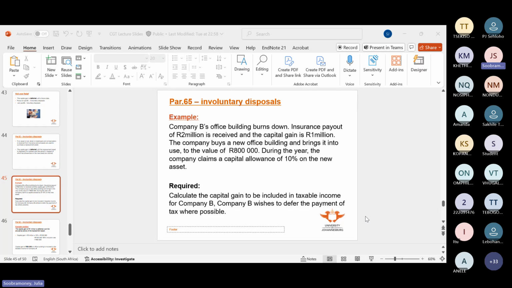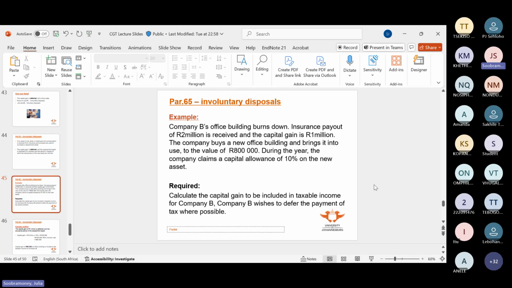Okay, yes, we will defer. Why will we defer? Well, simple. Because number one, we replaced the building. It burnt down and then we got a new office building. So we replaced it, so the first requirement is met. And the second requirement, I say, we wish to defer the payment of tax where possible. So the second requirement is met. Because both requirements are met, I'm going to defer.